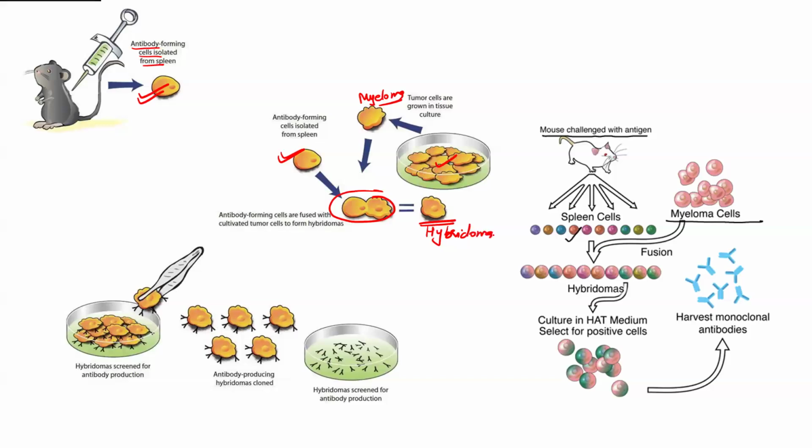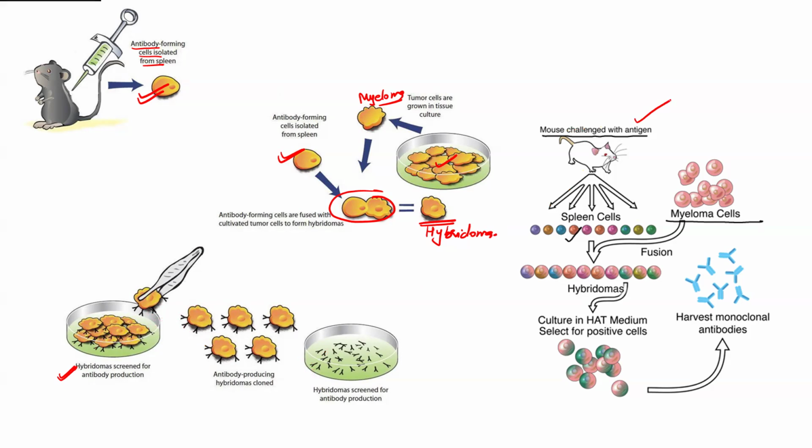Clear? This is a hybridoma. Now, this hybridoma, we will check whether they are able to produce antibodies or not. And we will find they will produce antibodies only of one type. This is monoclonal antibody production. So this is the summary here.